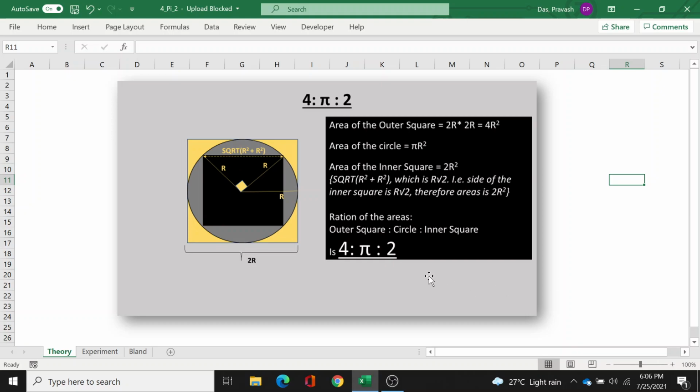So if we take the radius of the circle to be r, we can see the side of the outside square would be 2r, therefore the area would be 4r square. The area of the circle would be pi r square.